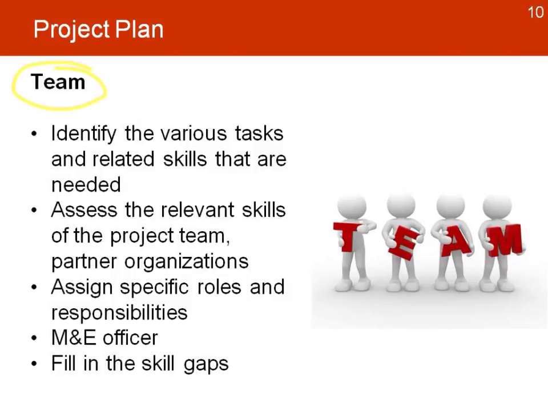Team is another element that we need to have a good plan. At the beginning, we identify all the tasks and the type of skills that are needed in order to accomplish those activities. We assess the skills of the project team, including partner organizations. Do they have the skills, knowledge, and experience to do the job? And then we use the plan to assign specific roles and responsibilities for everybody in the team.